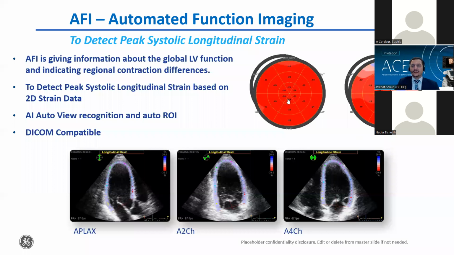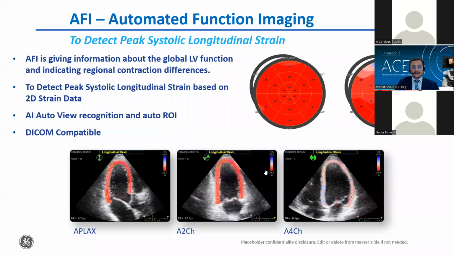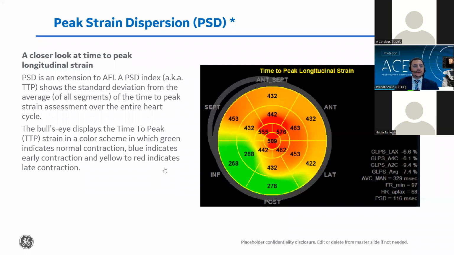And ultimately, we get the bullseye of the 18 segments, or the modified 17 segments as per ASE requirements, of the peak longitudinal systolic strain, and of course the ultimate value, which is the GLS, the global longitudinal strain, which is again the average of all 18 segments. And again, the advantage here is that we are acquiring all at the same heart cycle, the same heart rate, the same frame rate.